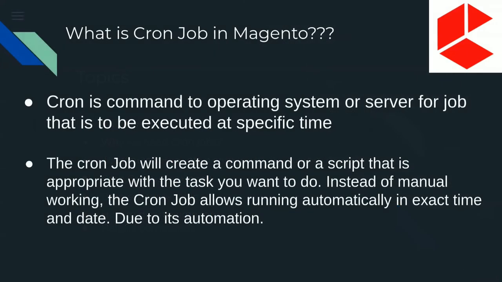Well, what is a cron job in Magento? Cron is a command to the operating system or a server for a job that is to be executed at a specified time. The cron job will create a command or a separate script that is appropriate for the task you want to do. Instead of manual work, the cron job allows running automatically at the exact time and date due to its automation. Let's consider an example. If you want to send a mail at 2 a.m., we can't keep on waiting up to 2 a.m. and send our mail. So if we set a cron job for a particular time and date, the cron will perform our task automatically.